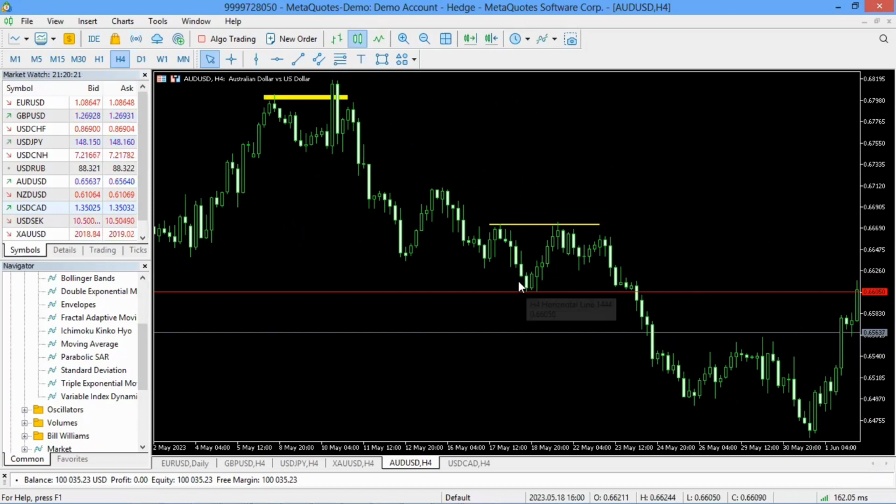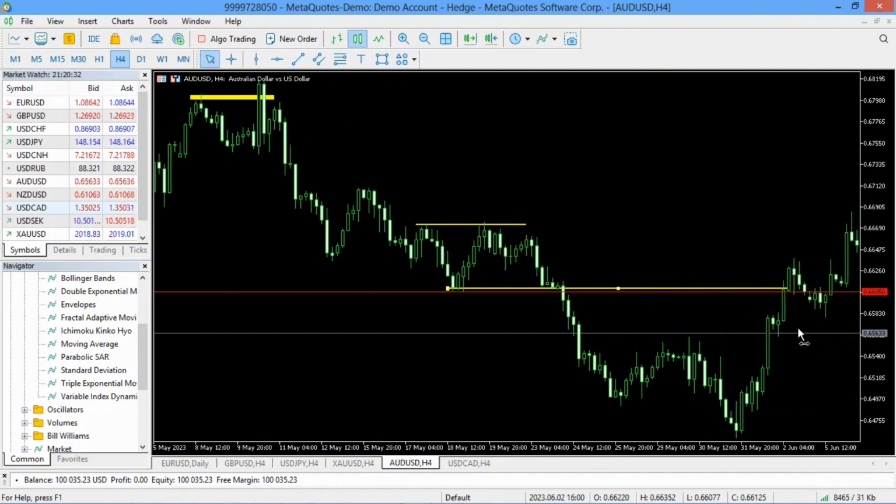Okay, now this is kind of a good place to sell. There are things I'm not mentioning now. So you can find entry somewhere here. So let's see what the market did. Okay, of course our stop loss will be around here.